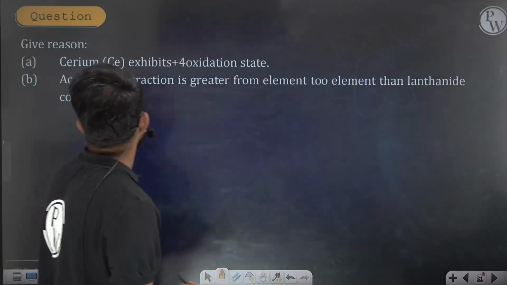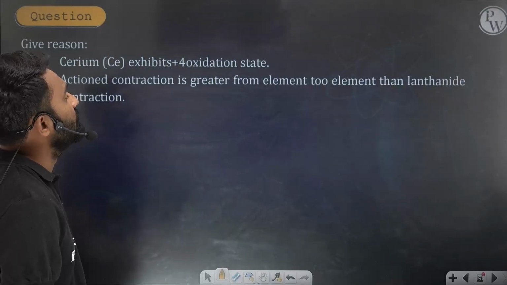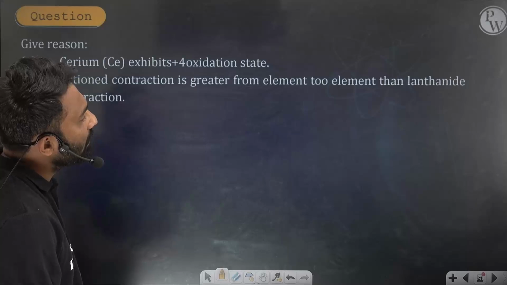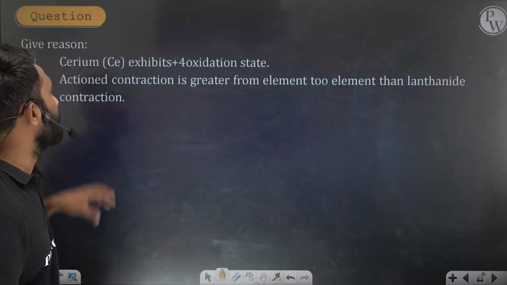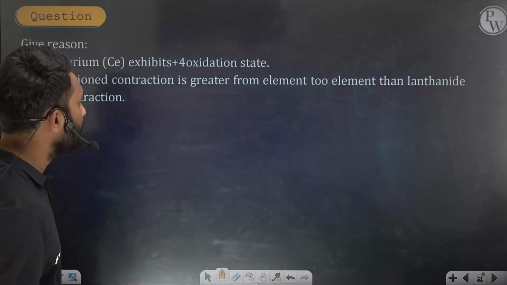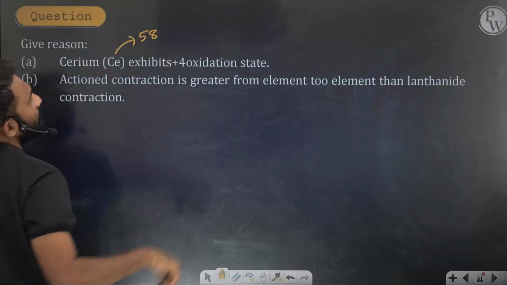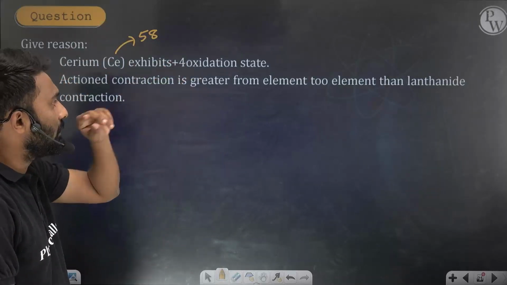Next, give the reason why cerium exhibits the +4 oxidation state. Now the lanthanide contraction is greater from element to element than the actinide contraction. Now the first question is cerium. Now what is the cerium atomic number? This is 58. Cerium atomic number is 58, right? Now why is the cerium exhibiting the +4 oxidation state?